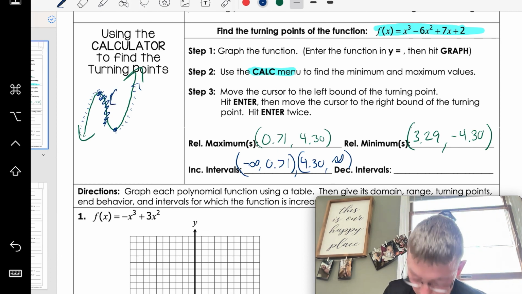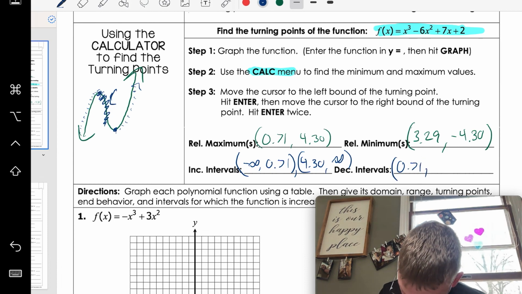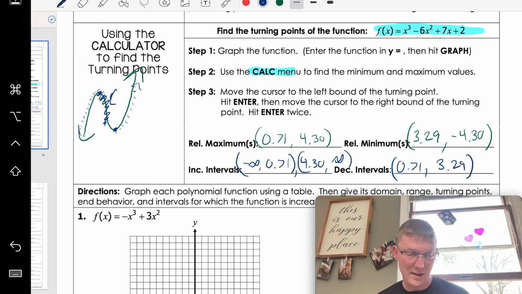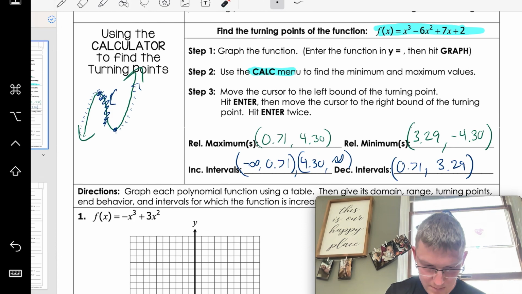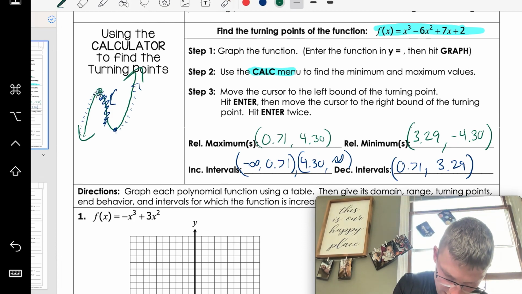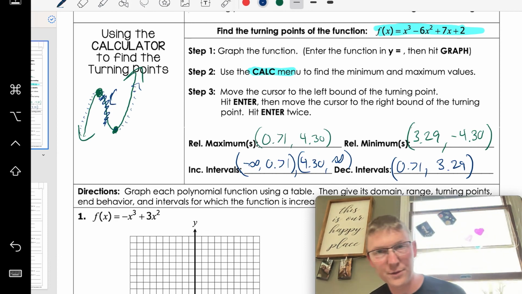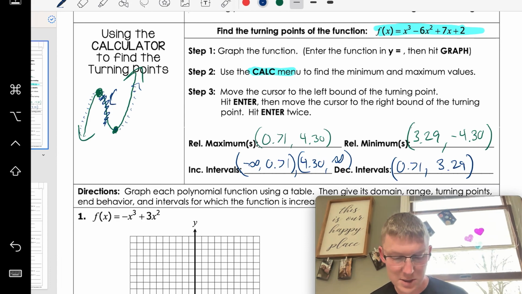And then, of course, our decreasing interval is that part right there. That is going to be, let's see here, starting at 0.71 and going until 3.29. It's easy to get confused here because all of these things look similar, but these are two intervals. This is a single point. So this is a point. The blue is intervals. Try not to get them confused.